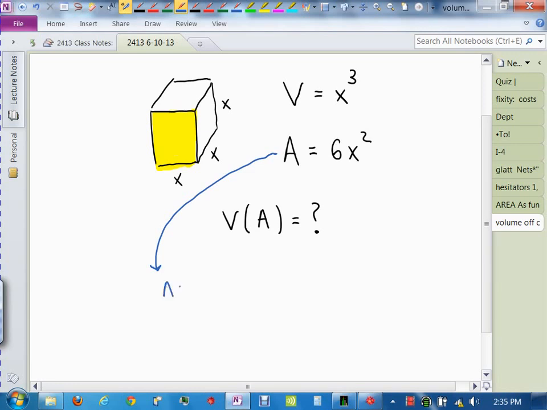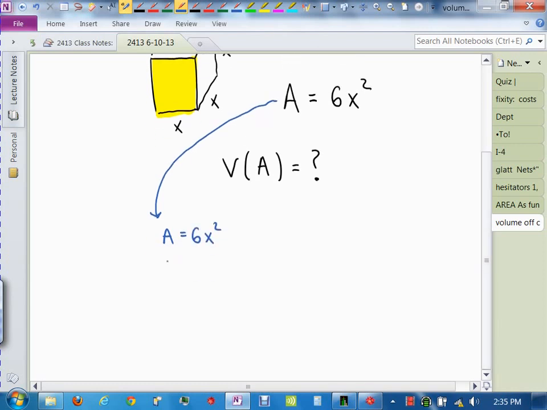Divide by 6. Now, I'm not going to divide. I mean, I'm going to divide, but I'm not going to write A over 6. I'm going to write 1/6 A equals X squared. Is that okay?